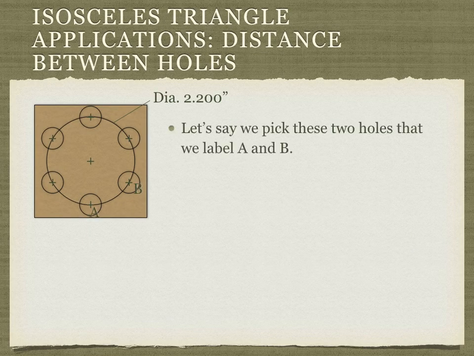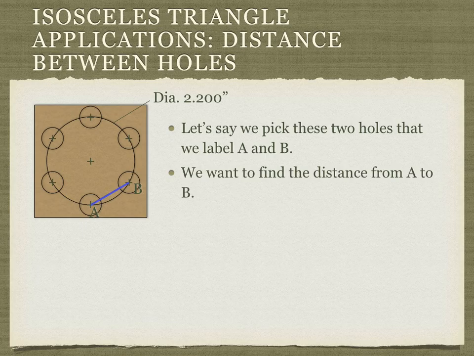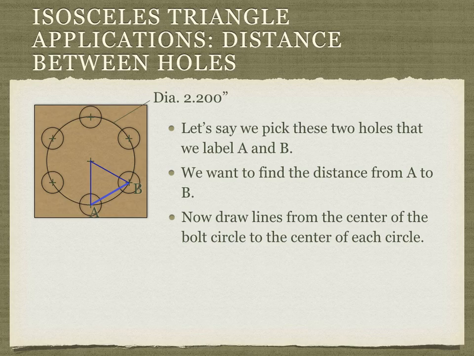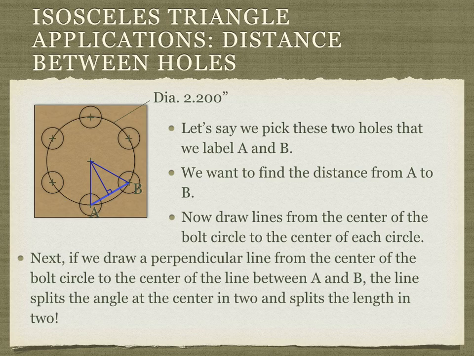Let's say we pick these two holes that we label A and B at the bottom of the bolt circle. We want to find the distance shown in blue from A to B. Now we draw lines from the center of the bolt circle to the center of each circle. Each of those lines is a radius of the bolt circle.